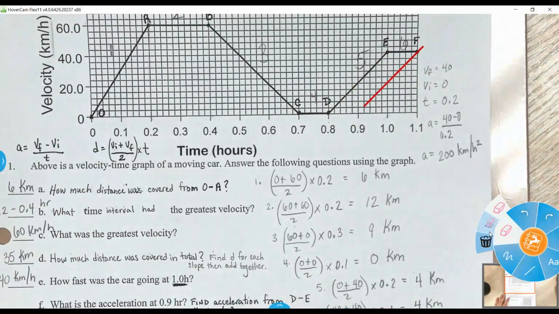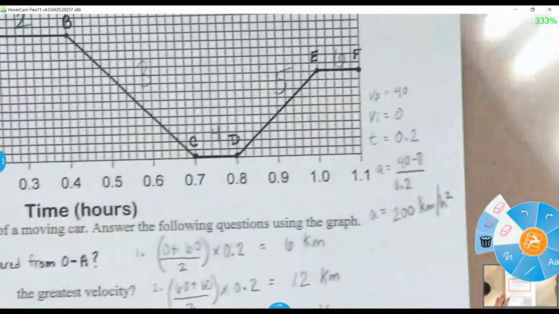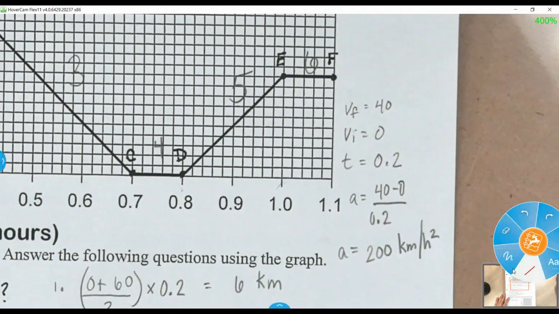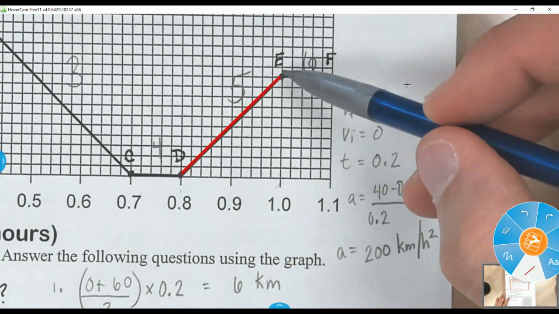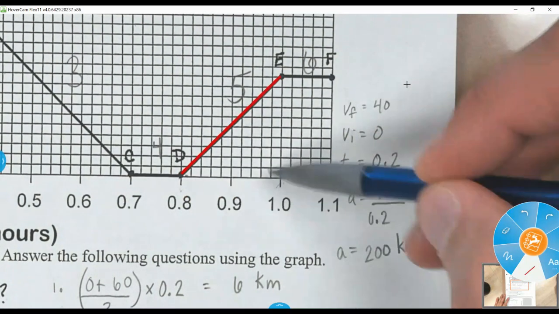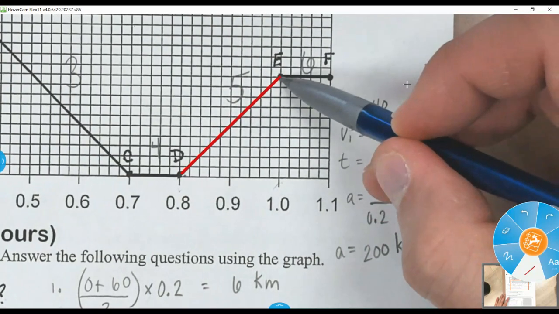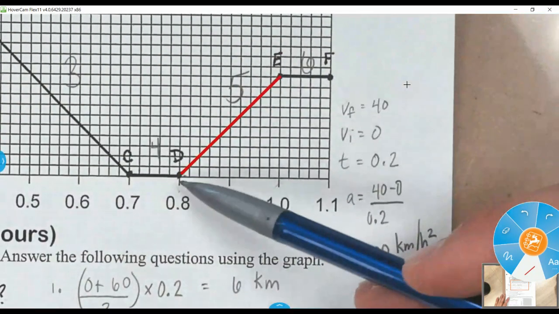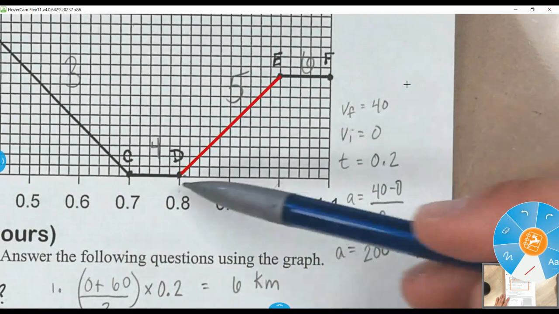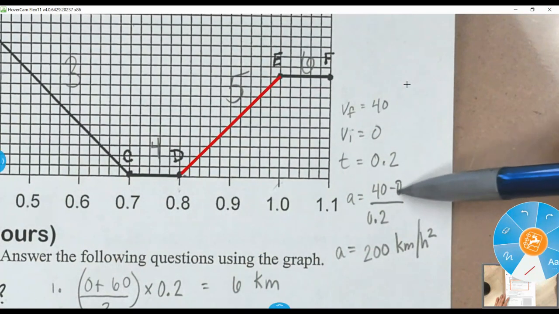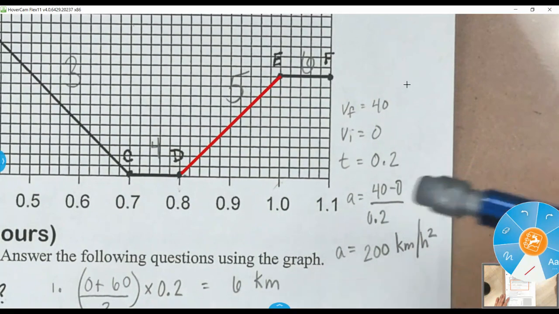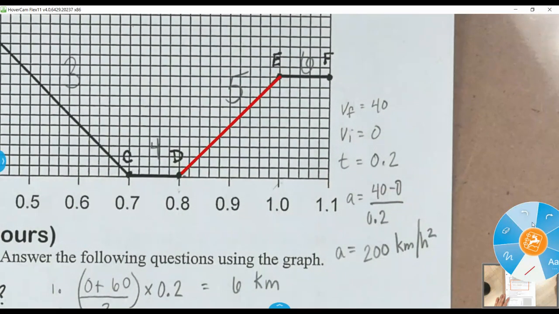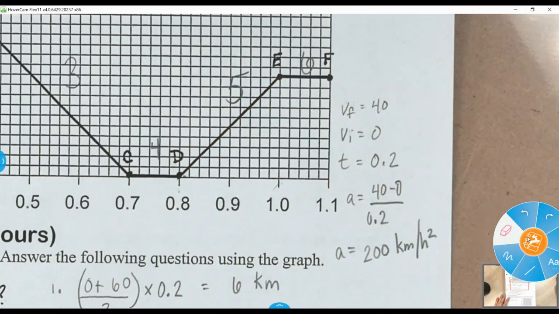So again, to find the acceleration for this line segment, the equation was final velocity minus the initial velocity divided by how long it was moving. At this point, go across, you're at 40. Here you're at 0, and you're moving for a time of 0.2 hours. 40 minus 0 divided by 0.2 is going to give us 200, and the unit for this, in this case, is going to be kilometers per hour squared. Majority of the time, though, it will be in meters per second squared.